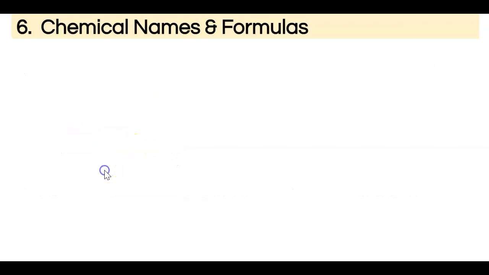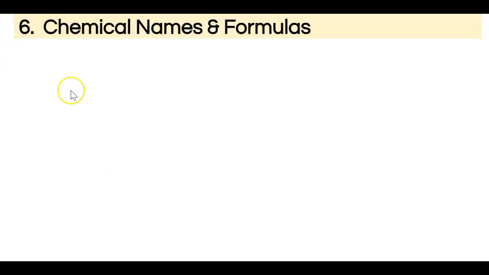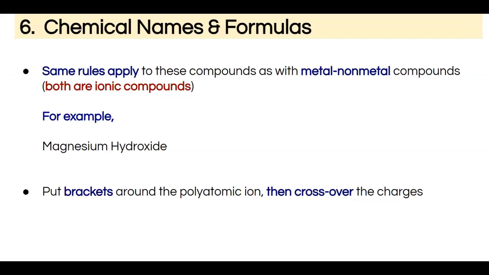Okay, we're going to put brackets around our polyatomic ion and then cross over the charges. So magnesium has a charge of Mg2+, and I find that on the periodic table. And hydroxide has the formula OH- with a -1 charge. So this is the way that we want to go about this, folks.